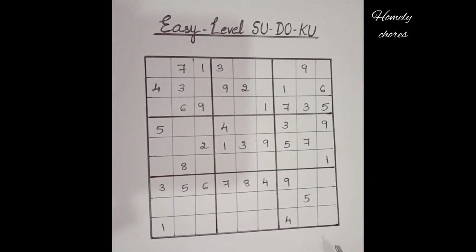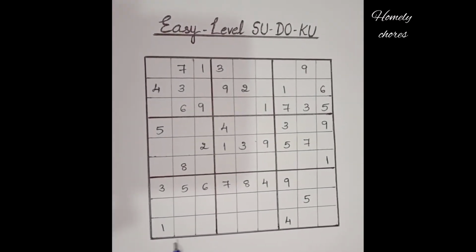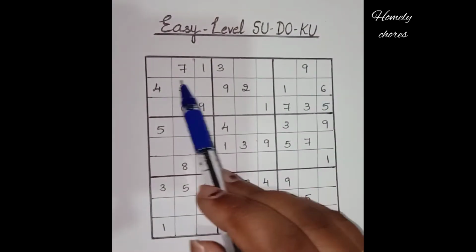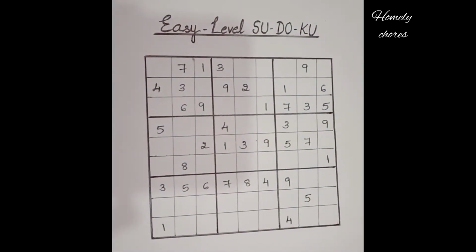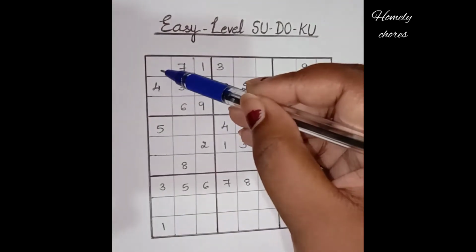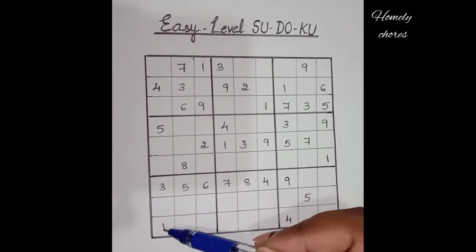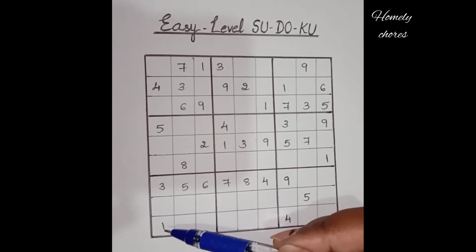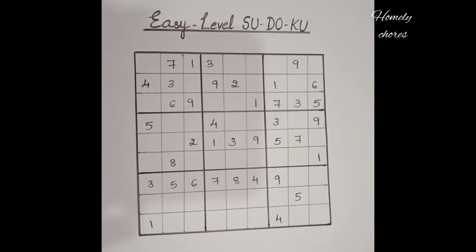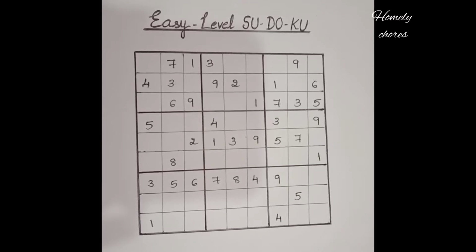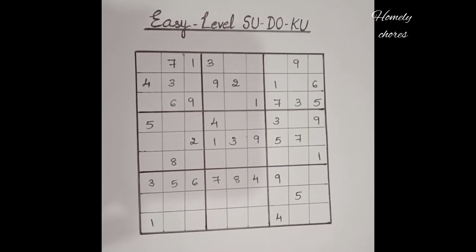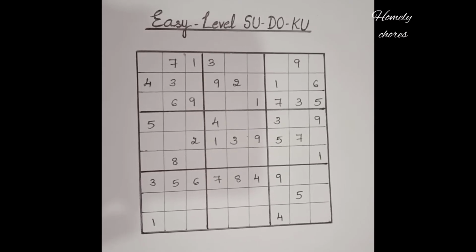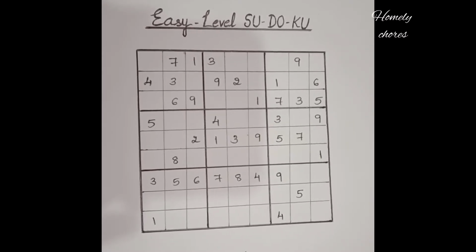Condition 3 is the same condition we follow for the row, but it is for the column. There are 9 columns in this Sudoku. The numbers 1 to 9 should not be repeated in a single column twice or thrice. Now let's solve this Sudoku. Solving a Sudoku sharpens your mind. Keep on solving many Sudokus to sharpen your mind.